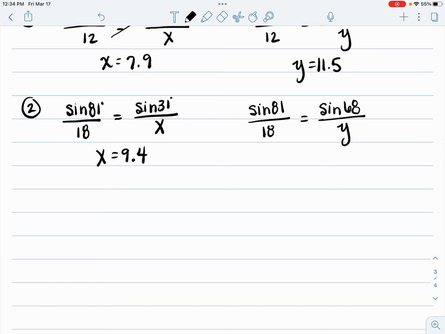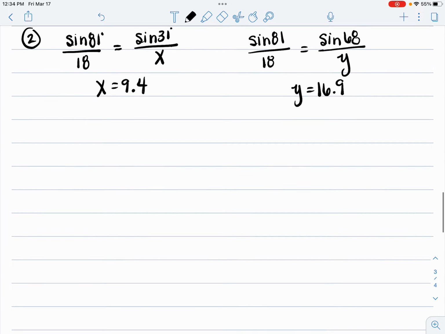And I'm going to divide that by the sine of 81. And I get 16.9. So y is 16.9. So 1 and 2, very, very similar. Now number 3, I am looking for an angle on this one.